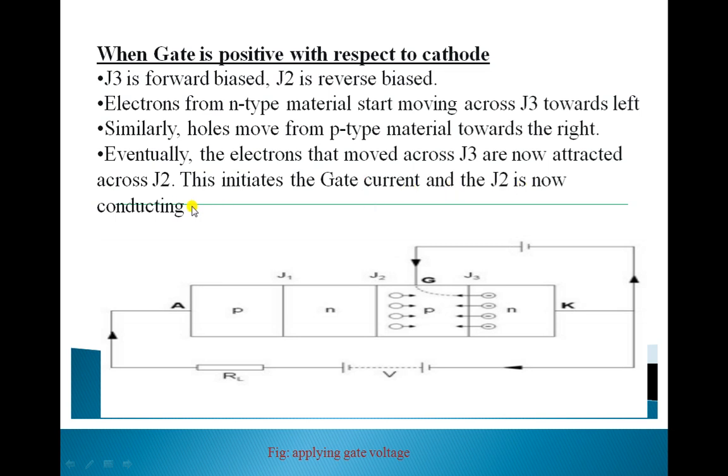So basically what will happen? J2 will lose its reverse blocking capability and come into the forward conduction mode. So electrons and holes will cross over this junction and the current will start flowing from anode to cathode.